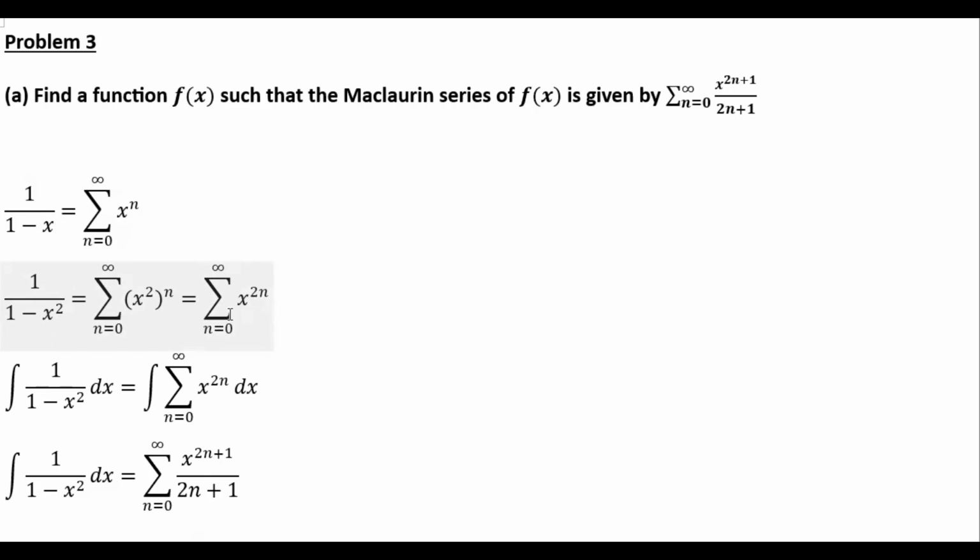So I can just integrate both sides. This side I will leave alone for now. But if I integrate this side, we just do the power rule. It's x to 2n plus 1 divided by 2n plus 1, which matches right there. Okay, so our function f is this guy. Let's just find the integral of this guy.